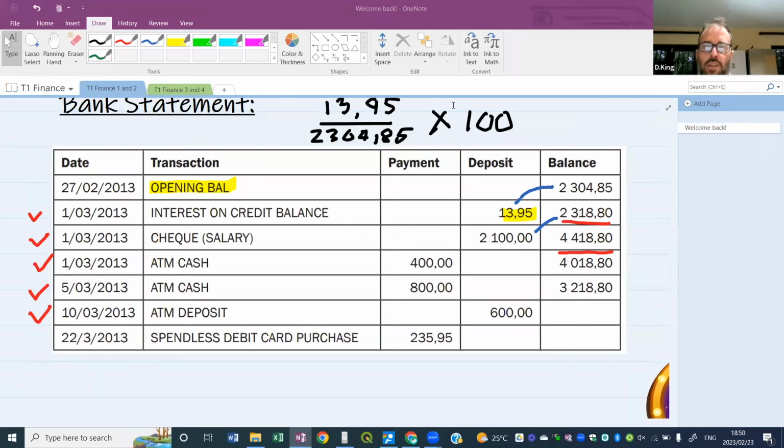So you see, you got the total in your calculator and you're just starting to do transactions with it. So we're going to add on 600, and we got 3,818. All right, last transaction, spend less. That's very ironic. Spend less debit card purchase. Spend less by making a purchase with your debit card. How do you spend less if you purchase? What's the new total? That spend less purchase is 235.95.